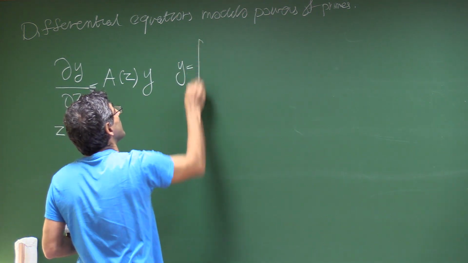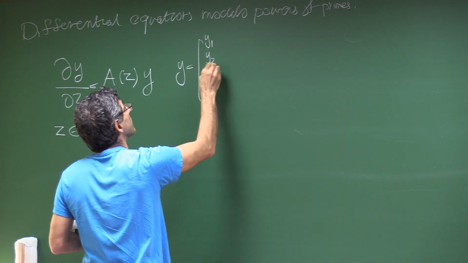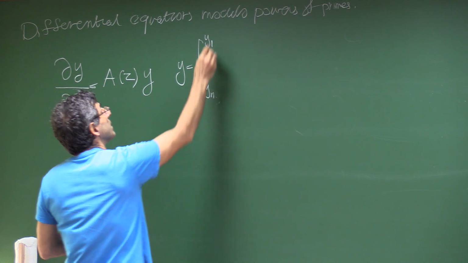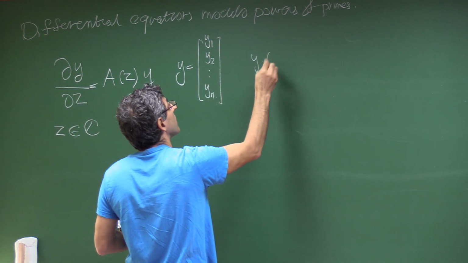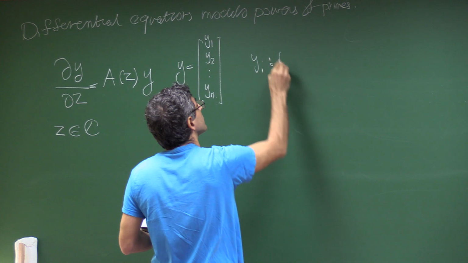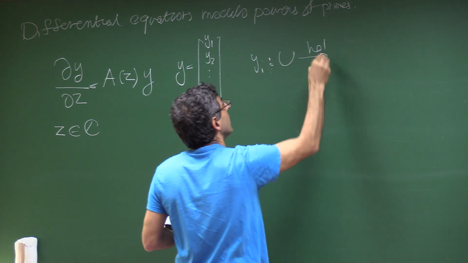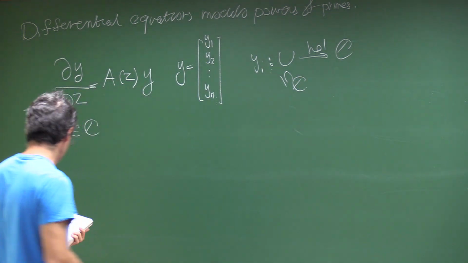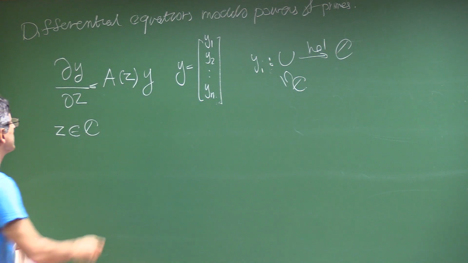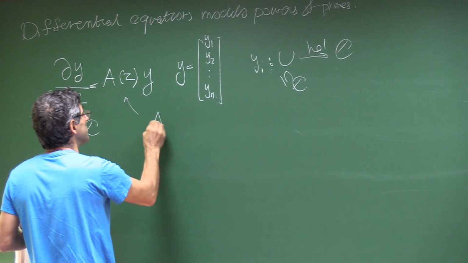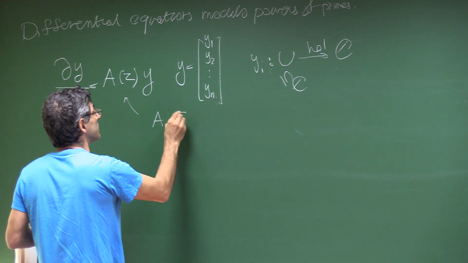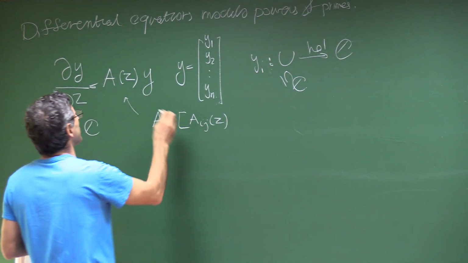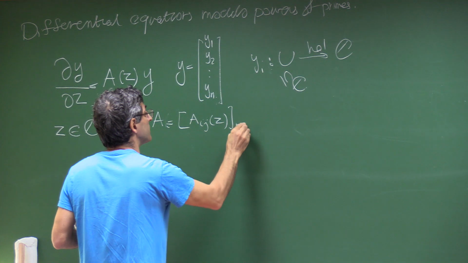And if you want, these are vectors, Y_1 up to Y_n, let's say Y_i's, they are holomorphic functions on some open subset of C. And so we are dealing with this kind of differential equation. And A(z), A_ij, is a matrix, n times n.